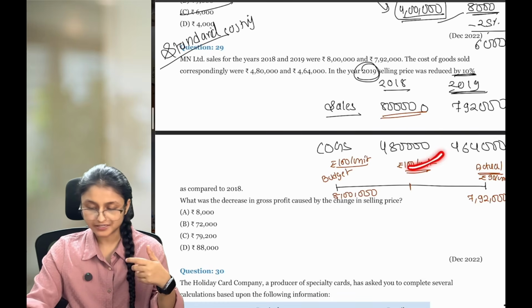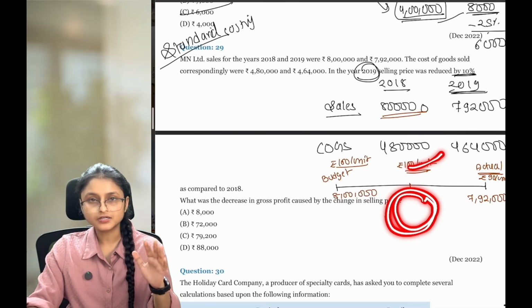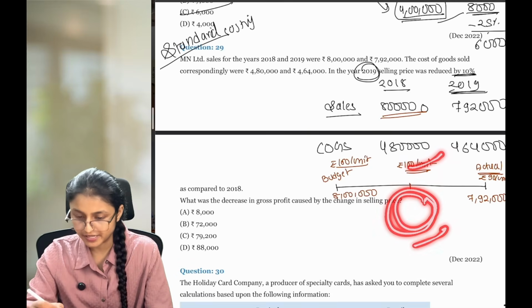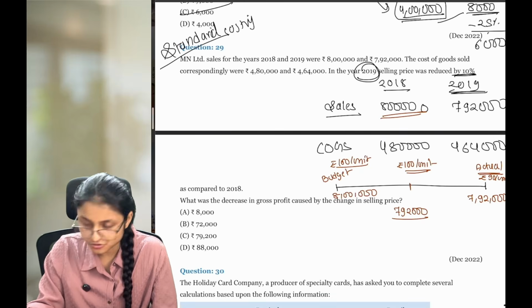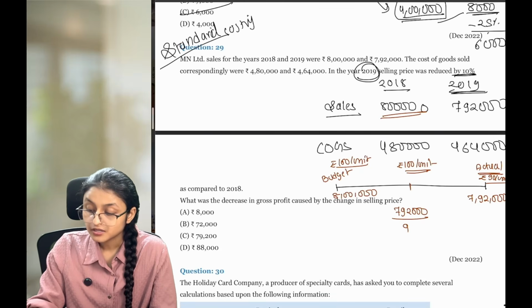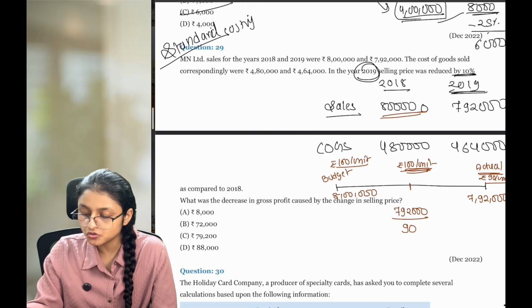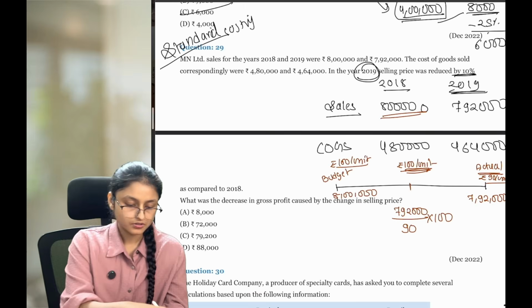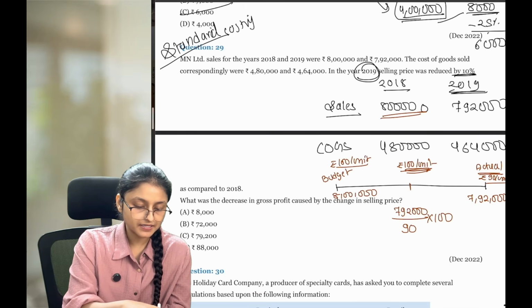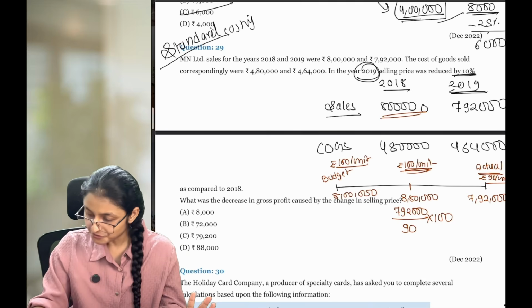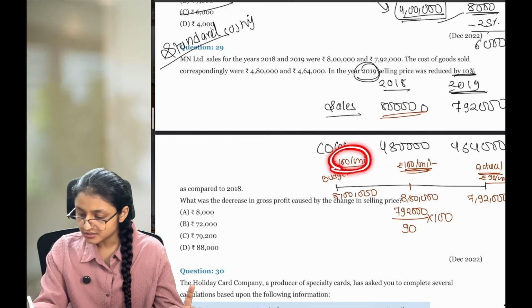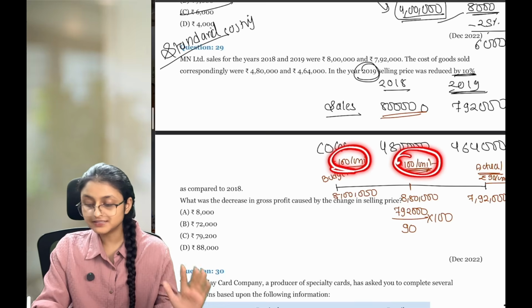So if I take the standard price, what is the actual quantity multiplied by standard price value? How to calculate this? We'll take our 7,92,000, which is our actual sales. This actual sales is for 90 rupees per unit, but we want to know for 100 per unit. So 7,92,000 divided by 90 into 100 will give you 8,80,000. Now if you notice here and here, the selling price is exactly same.